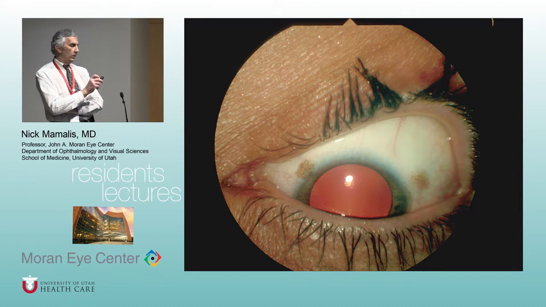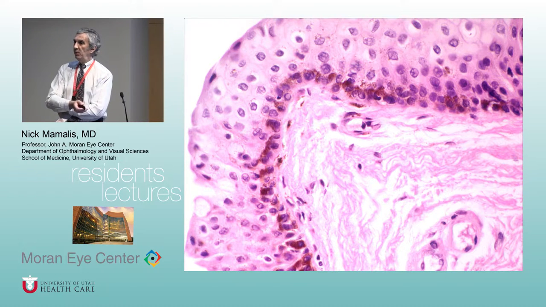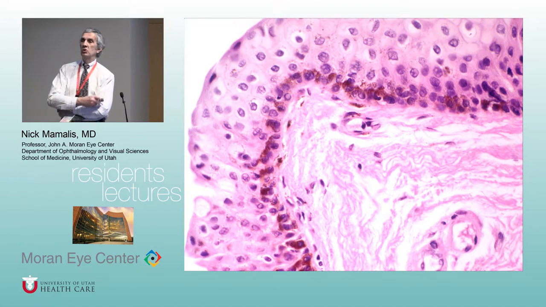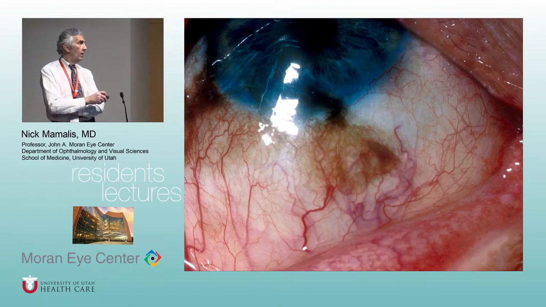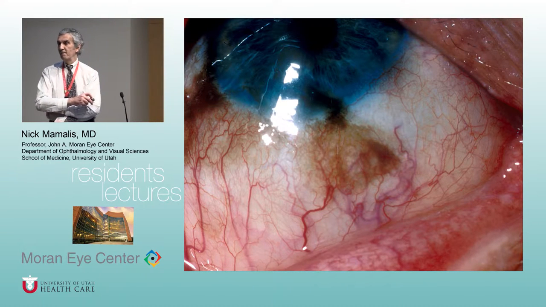And when we look at primary acquired melanosis, we subdivide it into PAM without atypia and PAM with atypia. So this would be PAM without atypia. You see that there are benign melanocytes just in the basilar layer of the epithelium. And so this is the PAM without atypia. This is what racial pigment looks like also. But sometimes you can get a lesion that looks like this. Is this more suspicious? Yes.